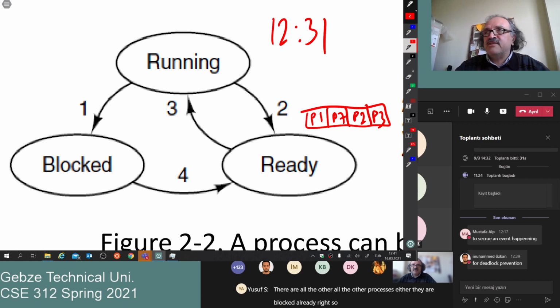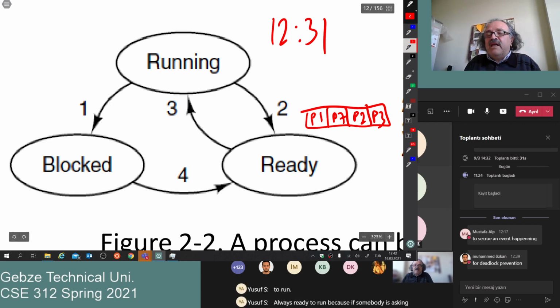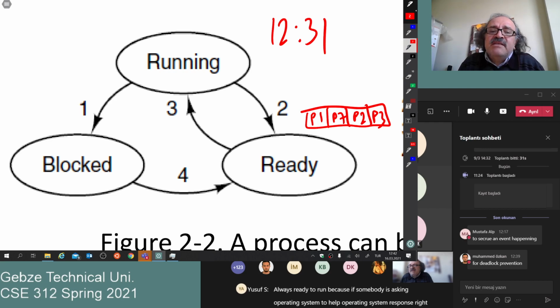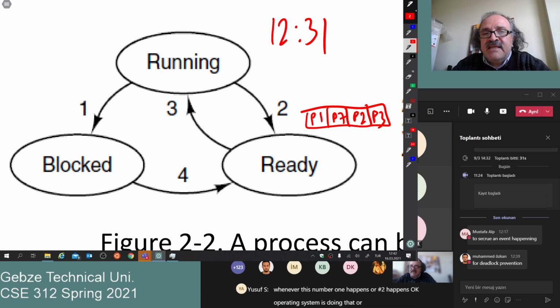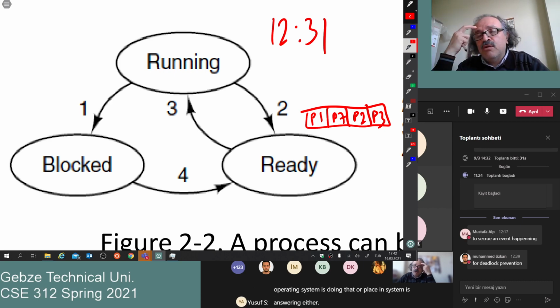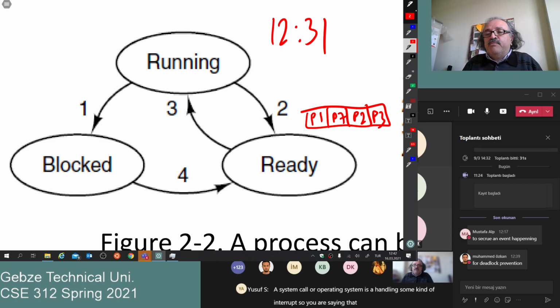So the operating system is always ready to run, because if somebody is asking the operating system for help, it responds, right? So the operating system is waiting in a special ready state. Whenever transition number 1 or number 2 happens, the operating system is doing that. The operating system is answering either a system call, or handling some kind of interrupt. So who is going to put the operating system from ready state to running state? It is either a system call from a process or an interrupt by a hardware component.